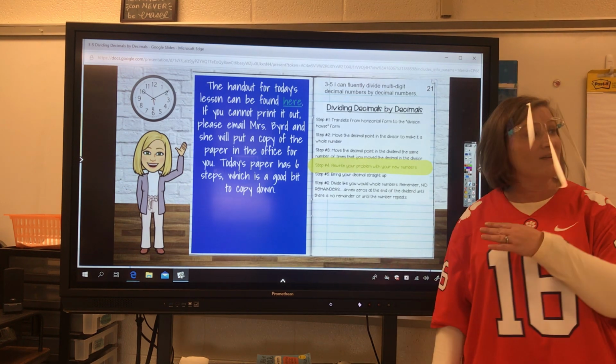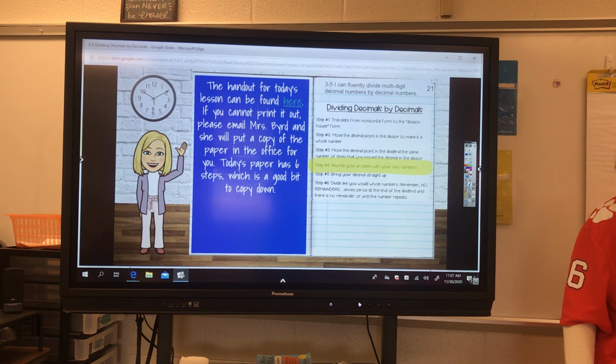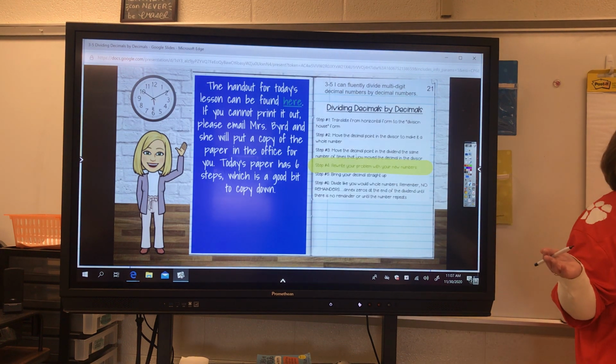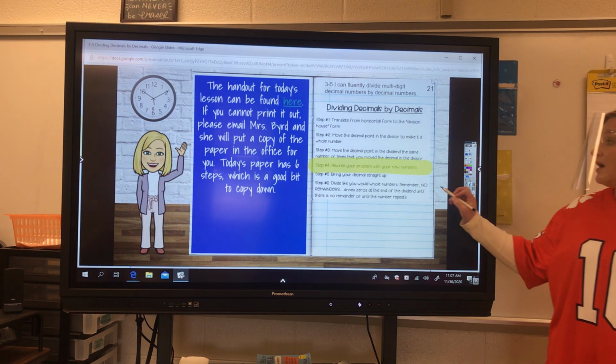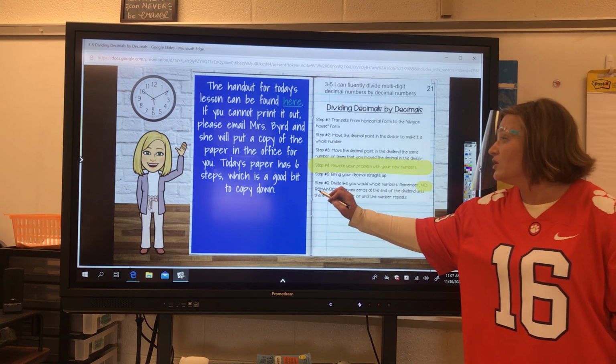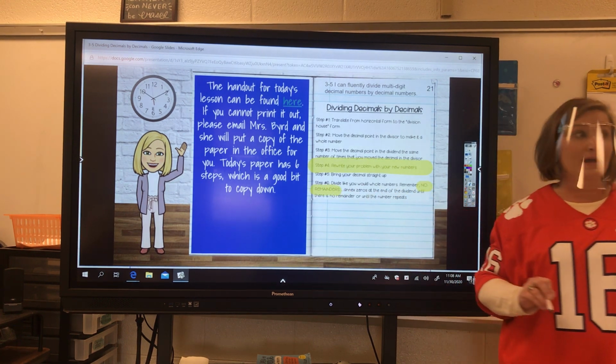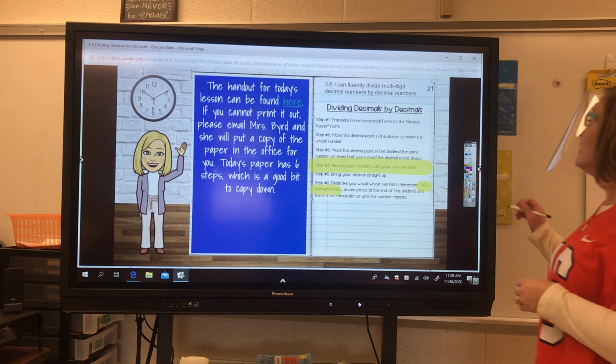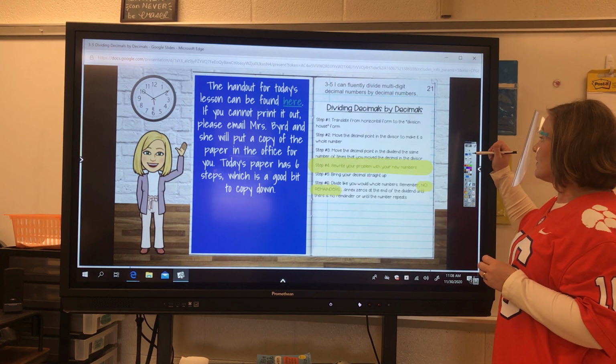And y'all, everything else is the same. You bring your decimal straight up, and then you divide just like you do with whole numbers. But there must be no remainders. No remainders. If you have a remainder, you've got to add a 0 and keep going, okay? You cannot have a remainder when you have decimals, all right?